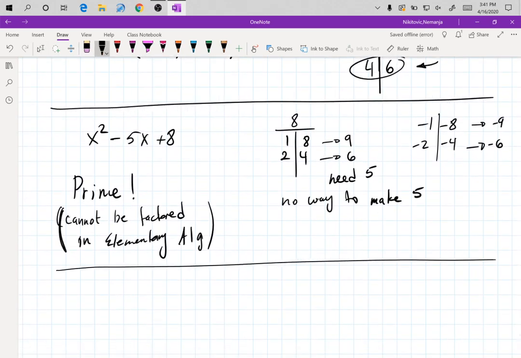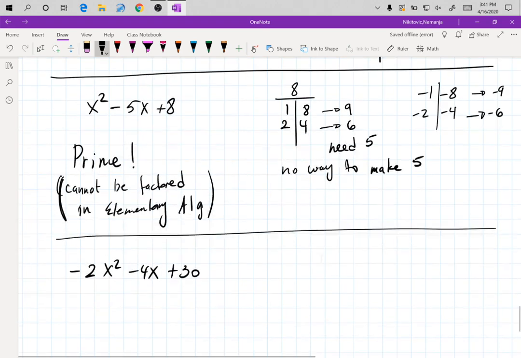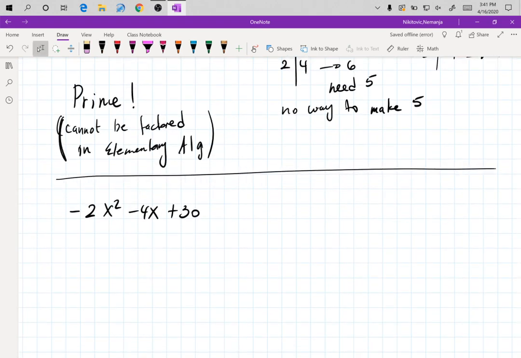Let's take a look at another example, because we can. Here's a good one. Negative 2x squared minus 4x plus 30. I'll write it again in blood. Check GCF first for every problem.